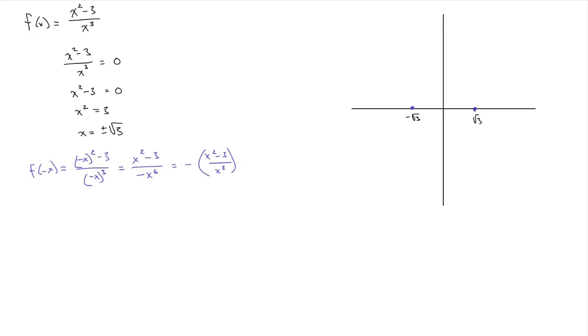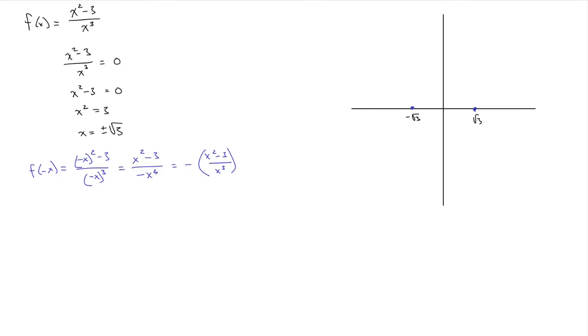Look what happens if you evaluate the function at negative x. Well, after a little bit of work, you find that f of negative x is the negative of the original function, or negative f of x. This is what we call an odd function. And so it has symmetry, we call it symmetry about the origin, meaning if you drew the picture on one side of the graph, you could rotate it around the origin by 180 degrees and get the picture on the other side of the graph.